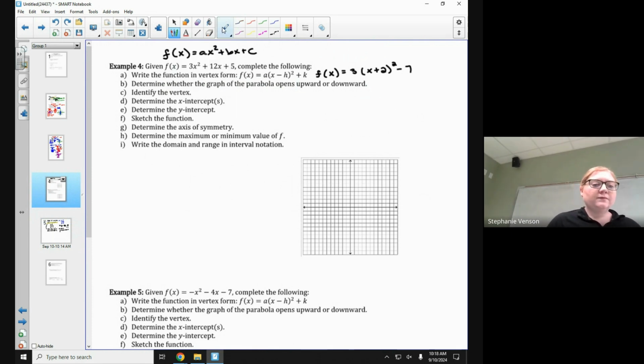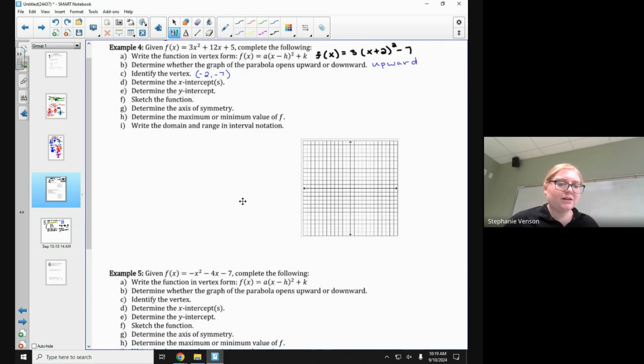All right, so first question. Determine whether the graph of the parabola opens upward or downward. What's the a value? 3. It's positive 3, so what does it do? If it's positive, it goes upward. Now, use the vertex form to identify the vertex for me. Remember, change the value of h, keep the value of k. -2, -7. Just like we did in examples 1 and 2. Change the value of h. It's positive 2 here. I made it -2 here. Keep the value of k.